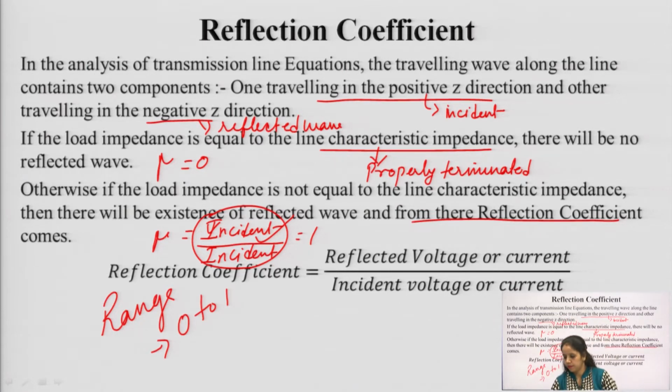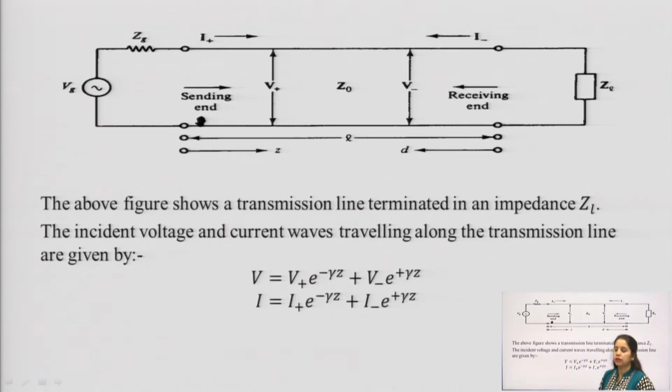Now, here is one transmission line structure which has the sending end and the receiving end. I plus, the voltage and current, is going from the sending end to the receiving end, and I minus from the receiving end to the sending end. So, the equation will be like this: V is equal to V plus e to the power minus gamma z, where gamma is our propagation constant and z is the distance, plus V minus e to the power plus gamma z.